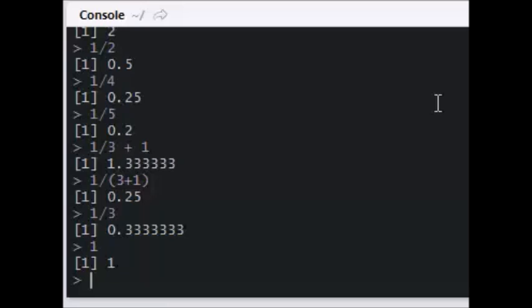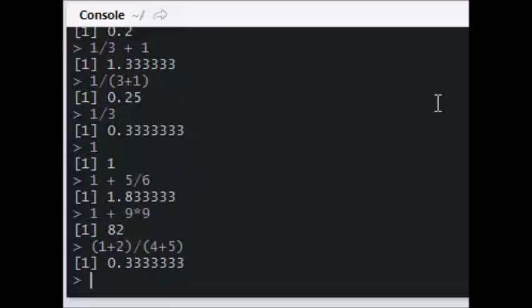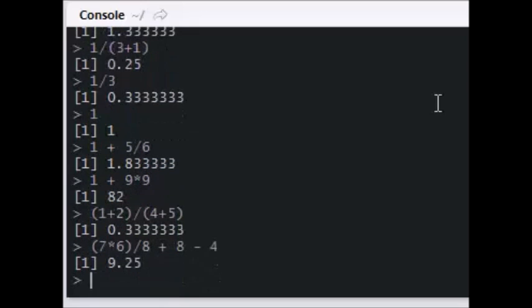So now that we know the 4 basic arithmetic operations and we know how to use parentheses, let's look at some combinations of the operations. We can do 1 plus 5 divided by 6. We can do 1 plus 9 times 9. We can do 7 times 6 divided by 8 plus 8 minus 4, and I don't expect you to be able to do all these in your head, but just trust R. It's very powerful, accurate software. So we're getting the right answers.